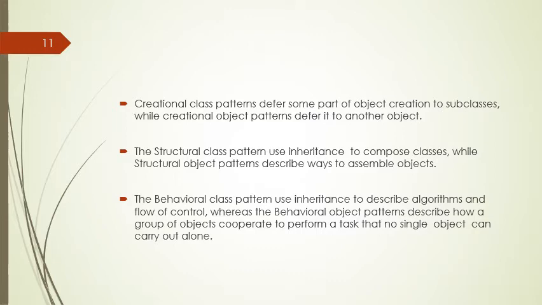Now the Gang of Four, the authors, have used creational, structural and behavioral patterns. In these patterns also there are class patterns and object patterns, according to the second way of classification, that is according to the scope. Combining these two, you have creational class patterns, creational object patterns, structural class patterns, structural object patterns, behavioral class patterns, and behavioral object patterns.